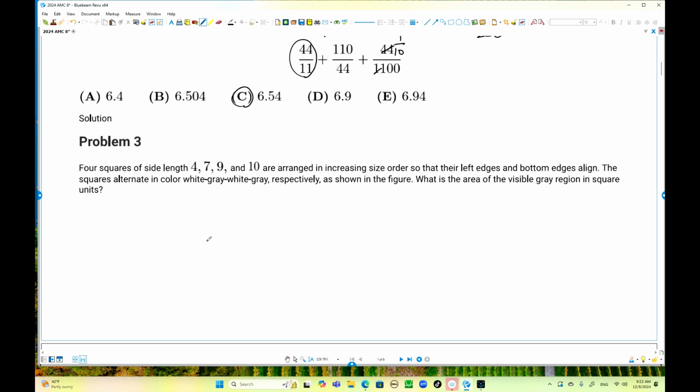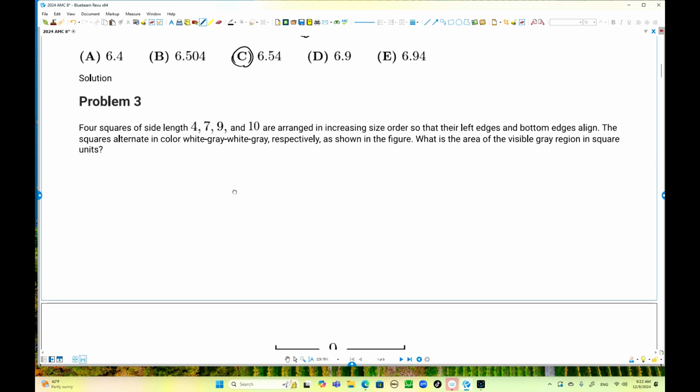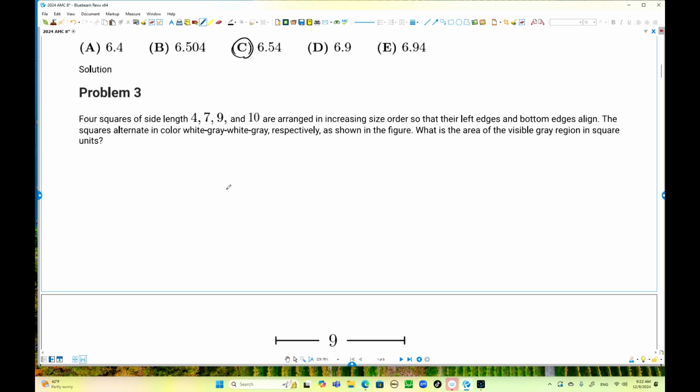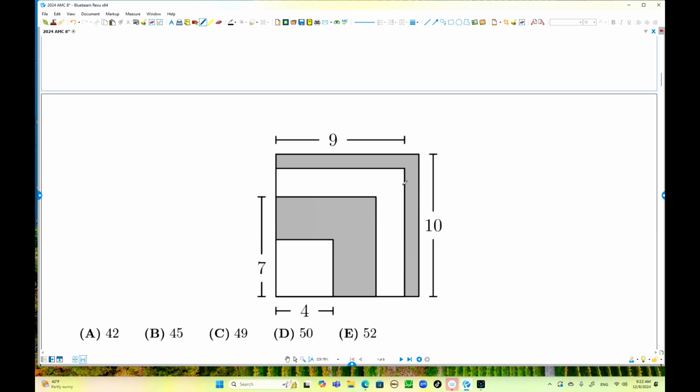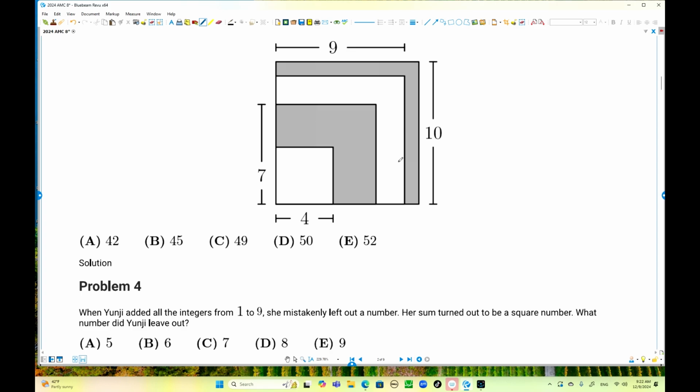Number 3, we have 4 squares: 4, 7, 9, 10. The question down over here: what is the area of the visible gray region? We have two different gray regions over here. What's the area of this one? They're all squares. This area is 7 times 7.